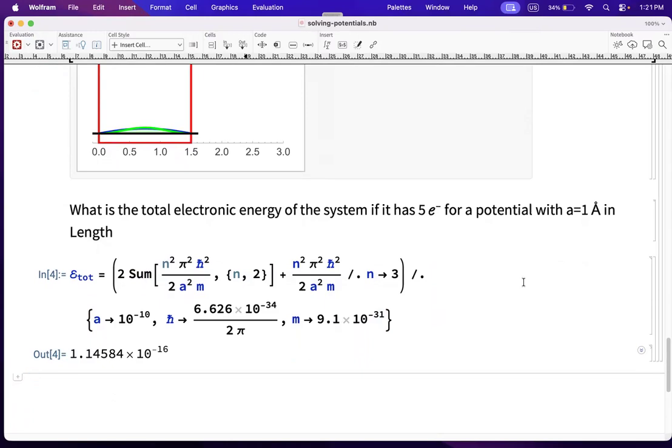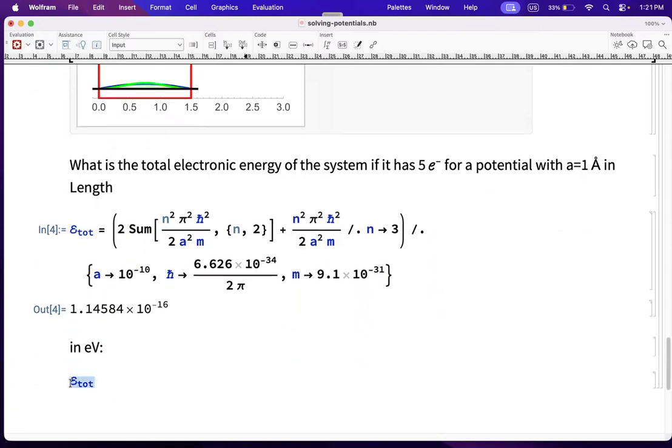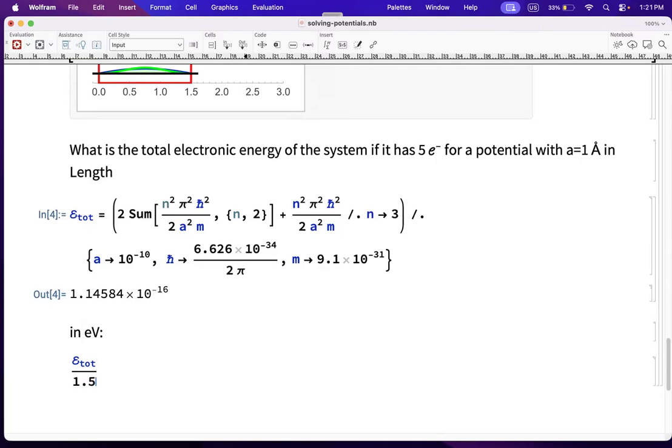Right. If you want it in electron volts, we just have to divide this value by 1.6 times 10 to the minus 19. This will be in electron volts. Okay.